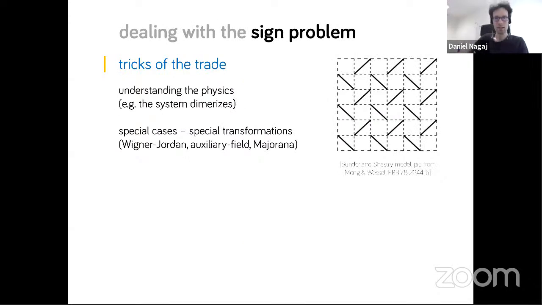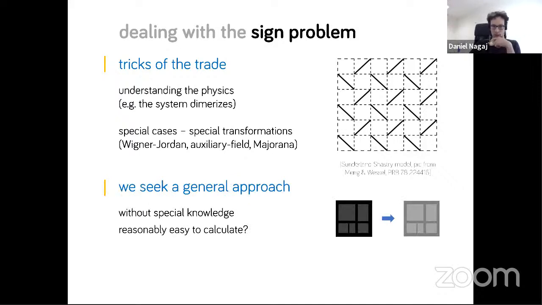To deal with the sign problem, there are certain tricks. You can understand the physics of the system and somehow make a transformation on it so that what comes out is a Hamiltonian that has only positive or only negative off-diagonal elements in the same direction. So for example, when the system dimerizes, you understand how to divide it into some blocks of two, and suddenly everything becomes cleaner. Or in special cases, there are some special transformations like the Jordan-Wigner transformation, auxiliary field, or Majorana transformation.